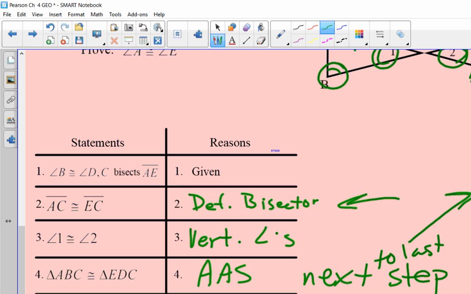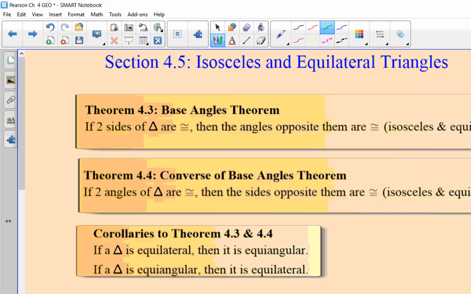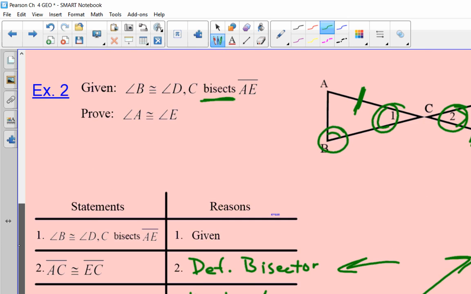So one of these 4 is the next to last step, and I'm always using CPCTC as the last step. Okay, have that down. Makes this stuff so much easier. Okay, and hopefully they become easier as we go along.